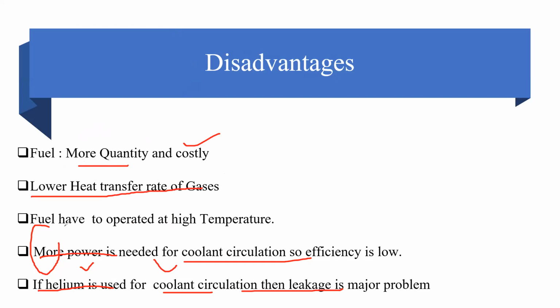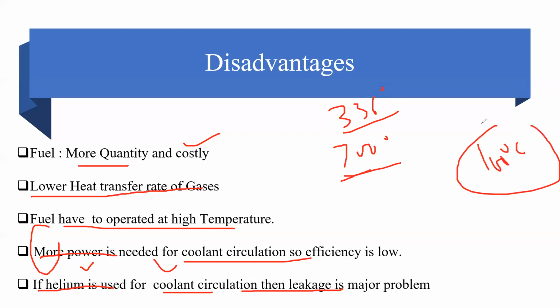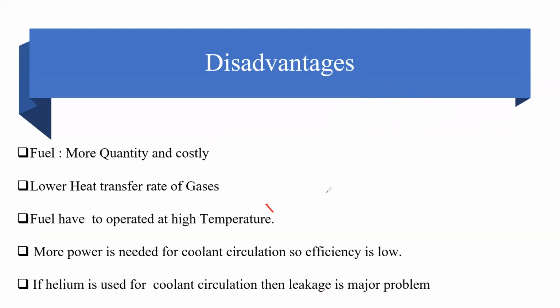Again, the fuel has to operate at high temperature, because as you see, the high temperature gas cooled reactor requires 700 degrees Celsius, and the gas cooled moderator reactor requires 300 to 360 degrees Celsius. It is very difficult to maintain high temperature always, because as you know, the boiling point of water is 100 degrees Celsius, so we have to maintain a temperature greater than 100 degrees Celsius. This is the disadvantage, that we have to maintain a very high temperature all the time, which is somewhat difficult. Now again, more power is needed for coolant circulation, so efficiency is low.